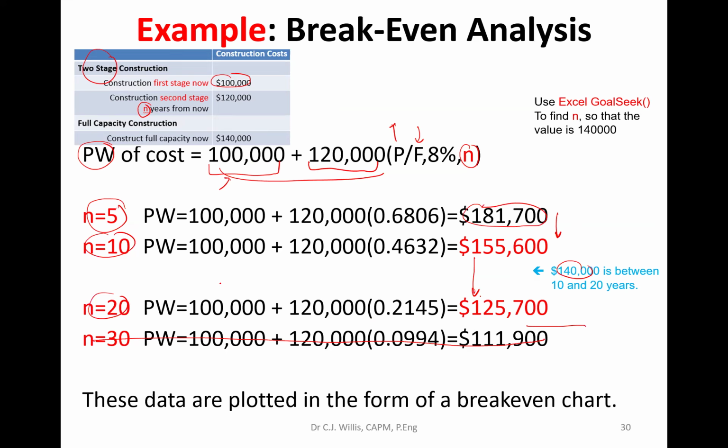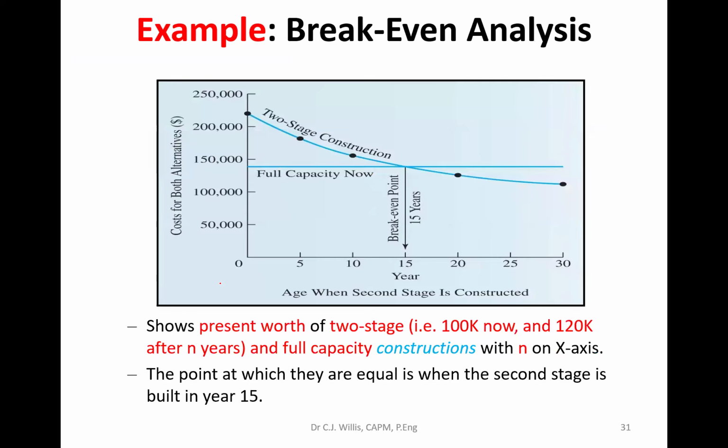You understand? You can even plot that into the chart here and try to see. The full capacity project is 140K. That doesn't change. So the second one is actually going down, down, down as you're increasing the period, and then the break-even point is 15 years. That means both are exactly the same investments.